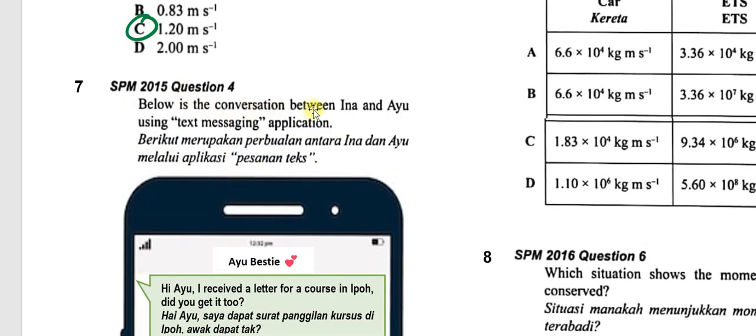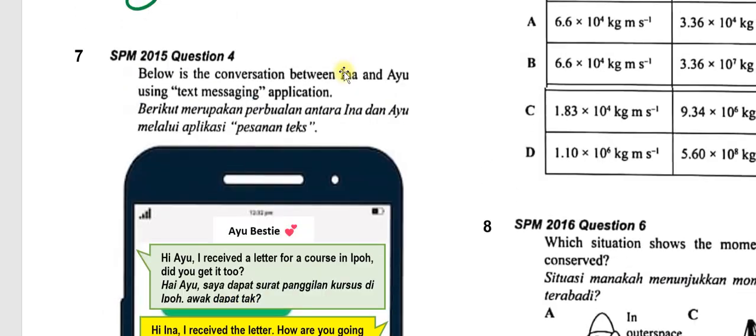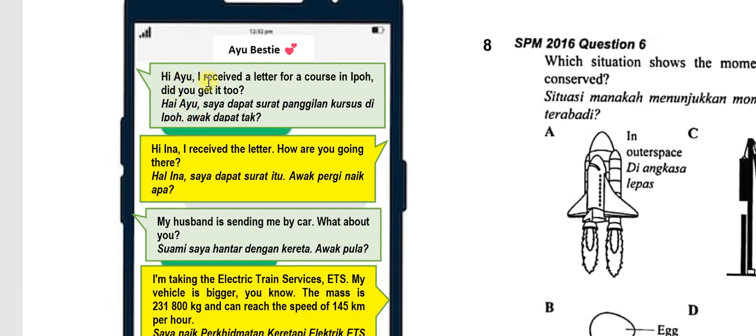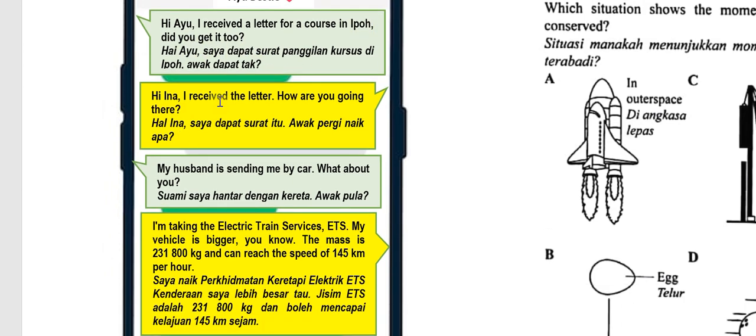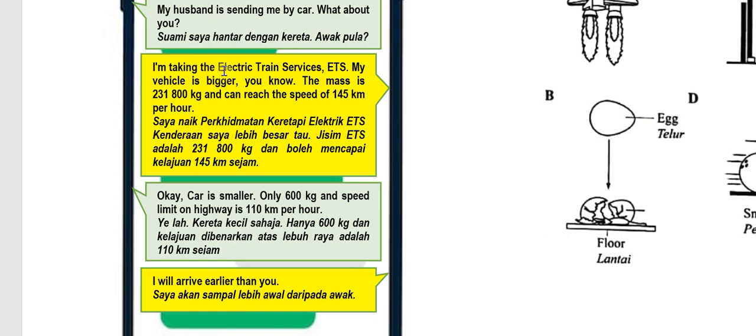Below is the conversation between Ina and Ayu using a text messaging application. Okay, 2015 question. Hi Ayu, I received a letter for a course in Ipoh. Did you get it too? Hi Ina, I received the letter. How are you going there? My husband is sending me by car. What about you? I'm taking the electric train service, ETS. My vehicle is bigger, you know. The mass is 231,800 kg and it can reach a speed of 145 km per hour.